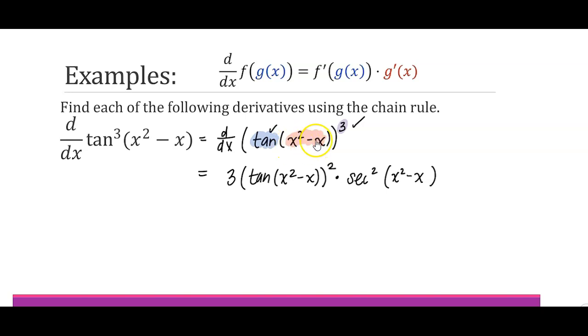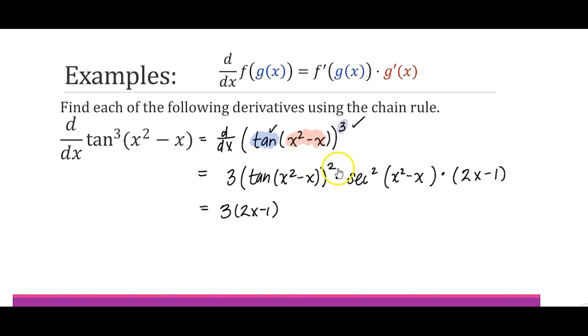So the final thing is to take the derivative of x squared minus x and multiply by it. So we have the derivative being 2x minus 1. Since that's a binomial, two terms, I have to keep it inside of parentheses. So now this is my final answer. And there's really not much I can do to simplify. All I'm going to do is keep the 3 in the front. I'm going to move the 2x minus 1 to the front.